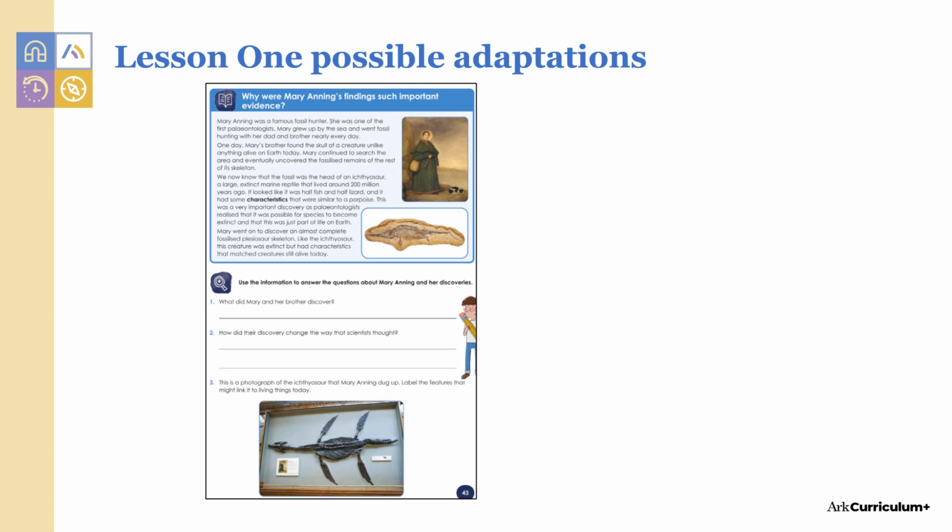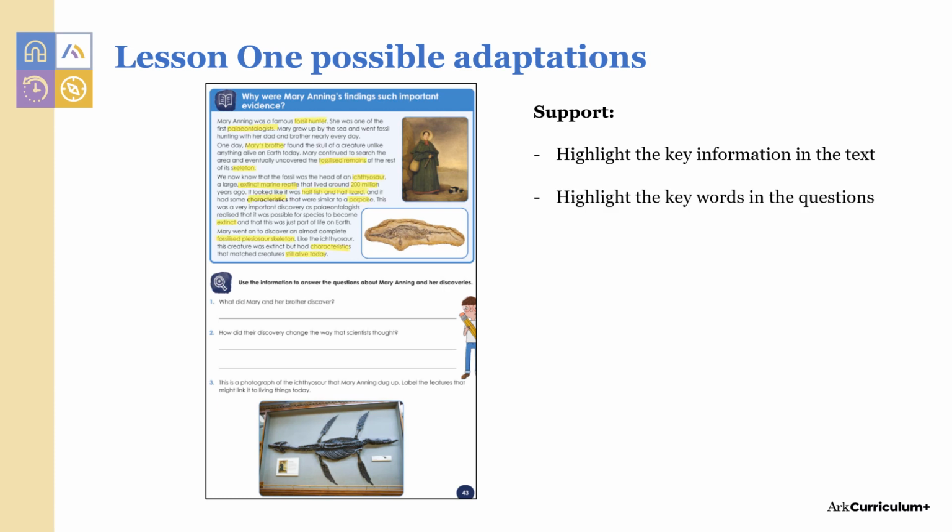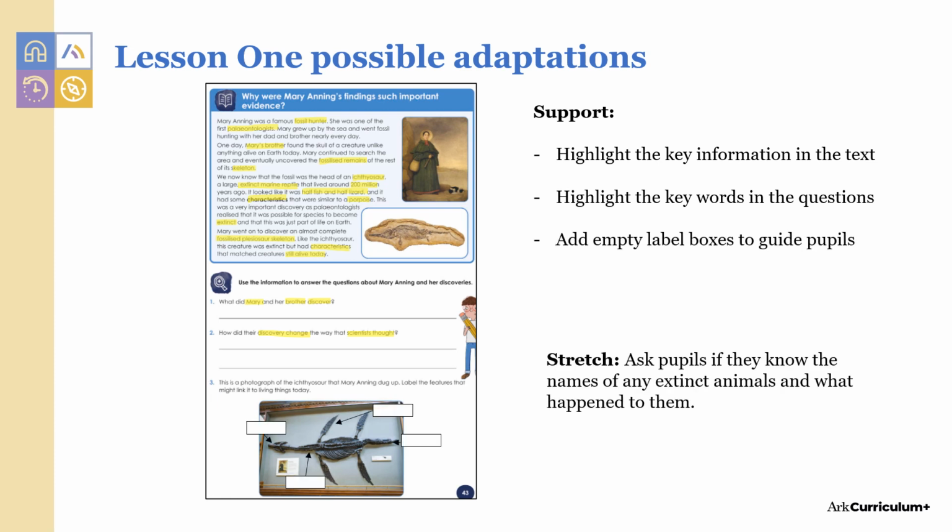In Lesson 1, pupils have to read a text and then answer questions based on that text. Support pupils by highlighting the key information, by highlighting the keywords in the question, by adding empty label boxes to guide pupils, and stretch pupils by asking them if they know the names of any extinct animals and what happened to them.